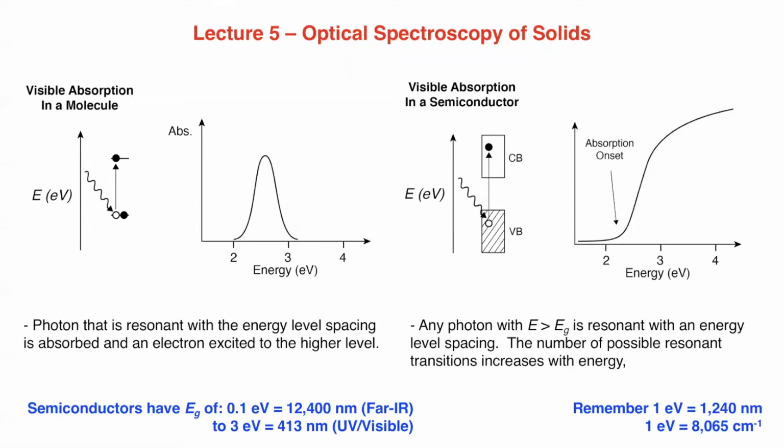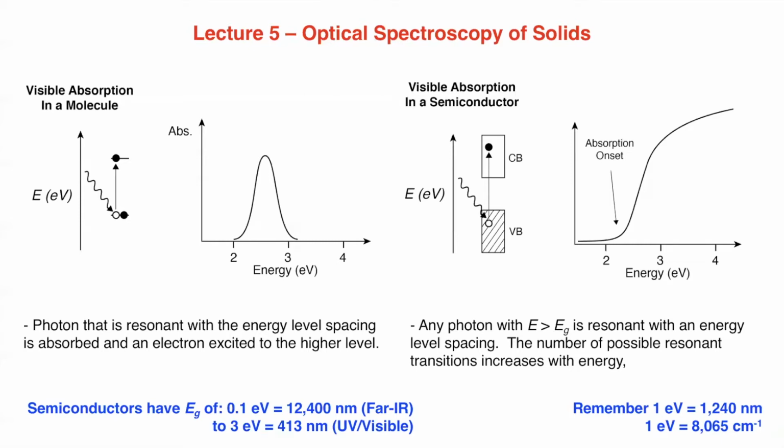And that is equal to a 12,400 nanometer photon, which is out in the far IR. So semiconductors span that full range of energies, depending upon the material composition. So those absorption onsets can appear all over the electromagnetic spectrum. Remember an important value here, 1240 nanometers is equal to 1 electron volt.